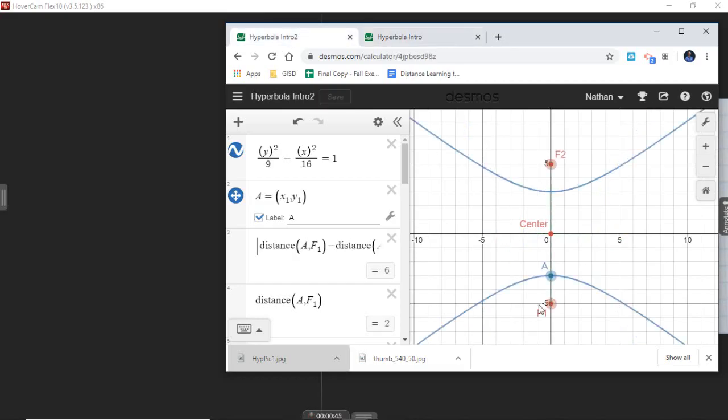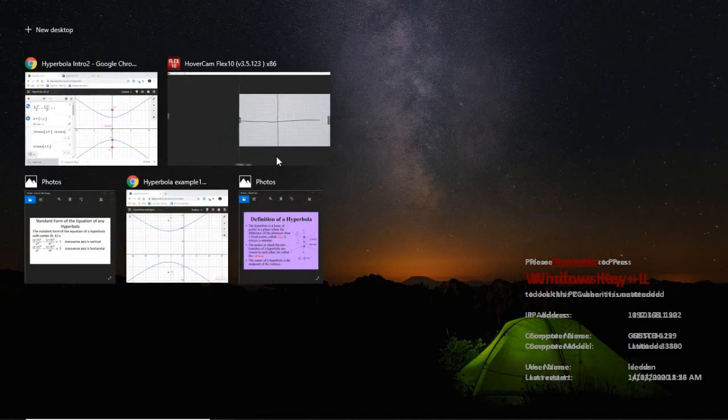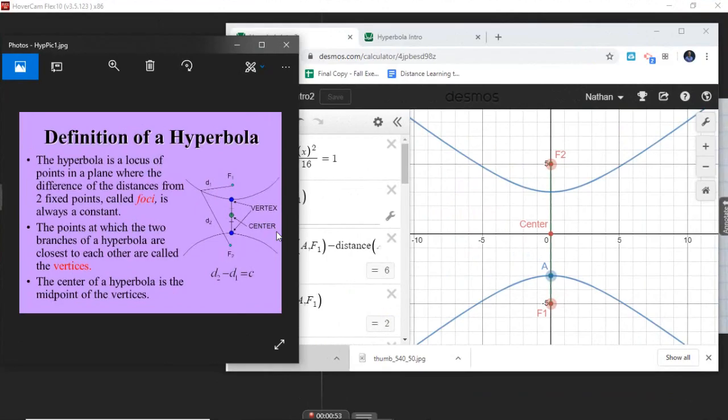Okay, so let's talk about what the definition of a hyperbola is. Continuing with conics, this is the definition. Now it's wordy, but we're going to get into what it means in just a sec. The hyperbola is a locus of points in a plane where the difference of the distances from 2 fixed points called foci is always constant. If you remember with ellipses, the main difference is that with the foci, the sum remained the same. Now it's the differences. That's the main change between ellipses and hyperbolas.